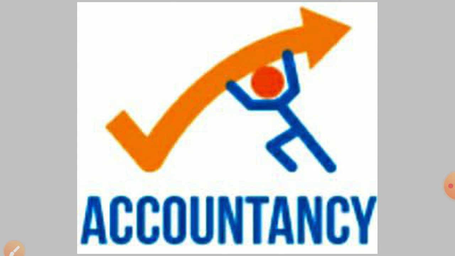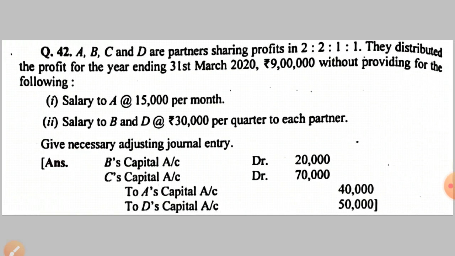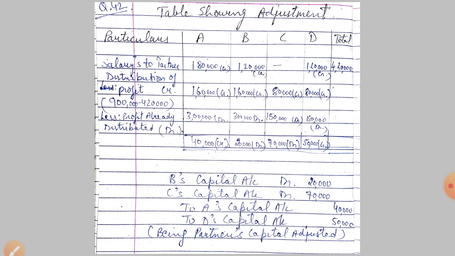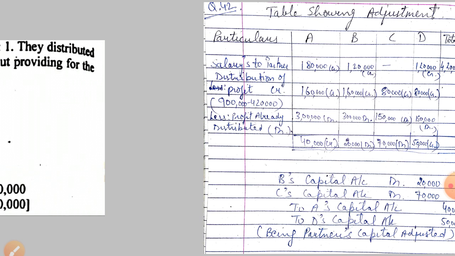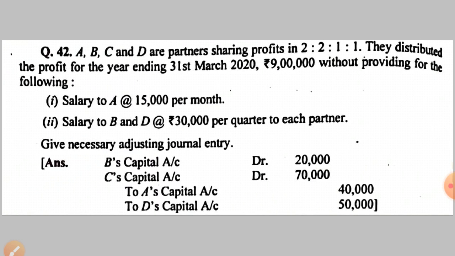And how do we do this? We need to prepare one table that is known as table showing adjustment. Let's go to the question to make this concept more clear. So, question number 42 you can see on your screen. This is a question as per the latest edition of DK Goyal. You just go through it. We are going to start.